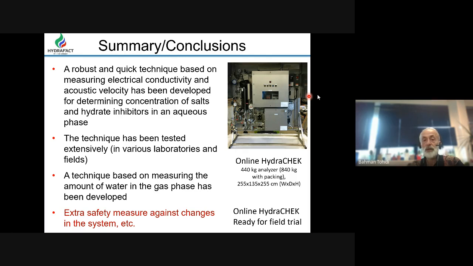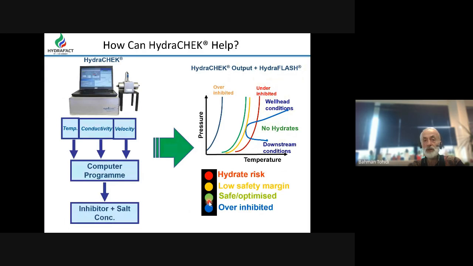But even if you are always safe, having an extra safety measure will be useful. We are now so successful that we want to develop something similar for wax, and we have good results. So basically, this is the whole system. That is HydraCHEK and our software, Hydrafact. Combining together, we can measure temperature, conductivity, velocity, and then the computer program sorts and gives the final result.